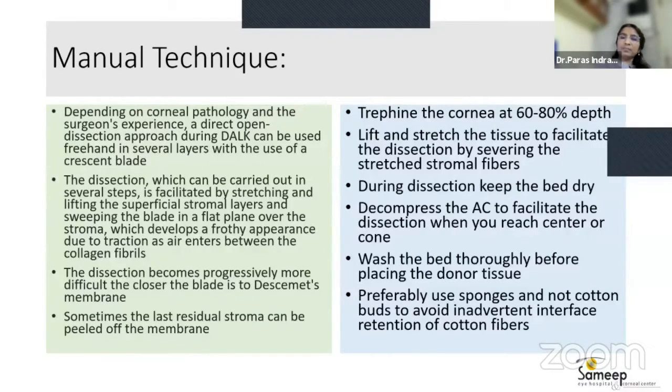Essentially, in the manual technique, it is important to trephine the cornea at 60 to 80% depth. One can use a lift and stretch the tissue to facilitate the dissection by severing the stretched stromal fibers, so that you are not actually dissecting, but you are just severing the fibers. During dissection, keep the bed dry all the time. Decompress the anterior chamber to facilitate the dissection when you reach the center of the cone, especially in conical corneas. Wash the bed thoroughly before placing the donor tissue, and preferably use surgical sponges and not cotton buds to avoid inadvertent interface retention of cotton fibers.